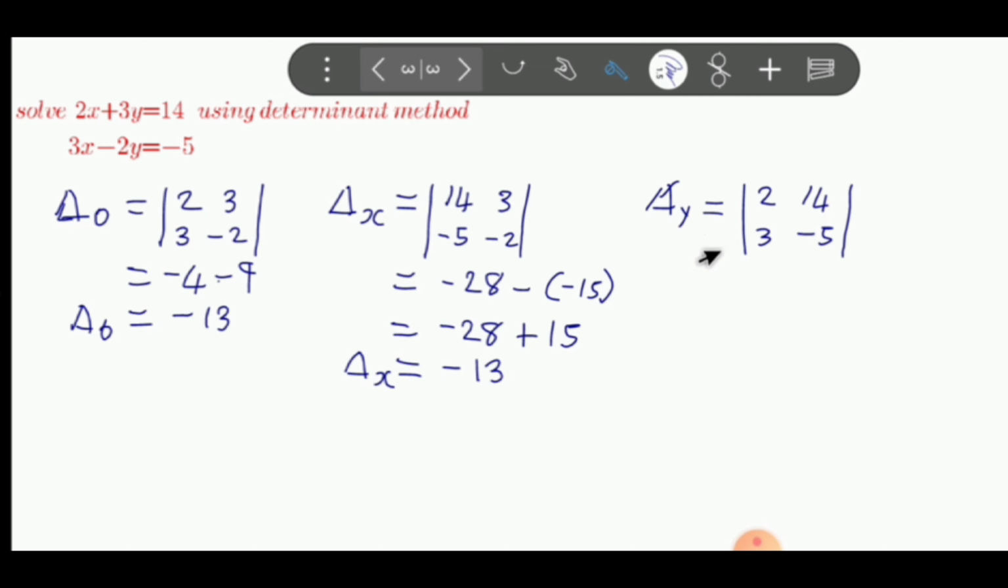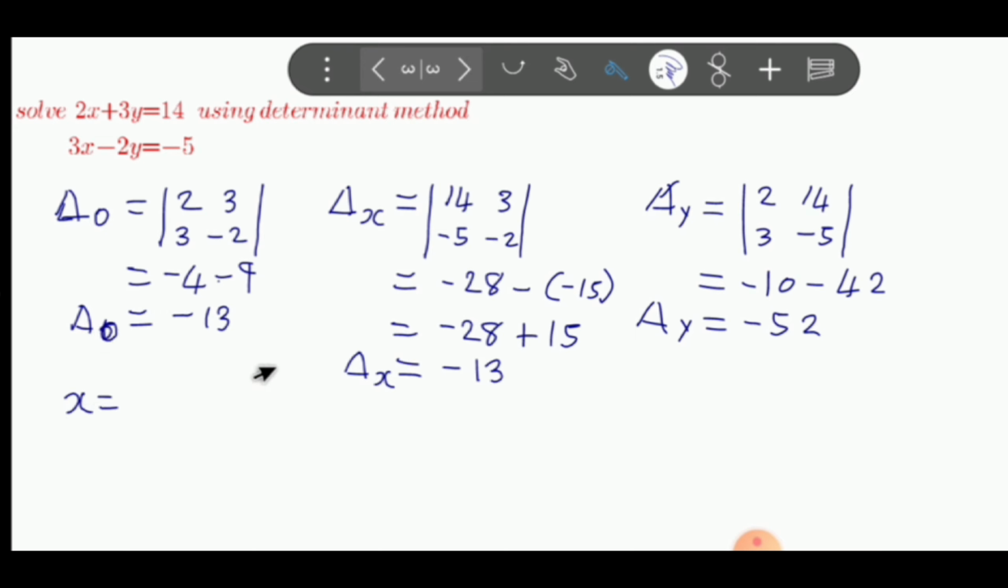Then now here will be 2 times minus 5, which is minus 10, minus 14 times 3, that will give us 42. Then change in y will be minus 10 minus 42, that's minus 52. So now it's time for me to look for x. So I can just say x is equal to the value for change in naught.